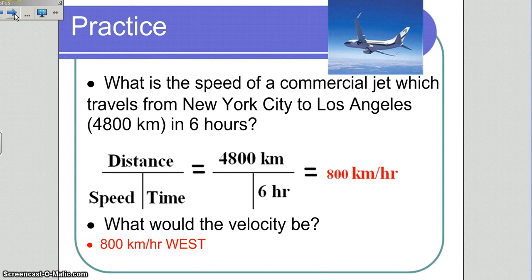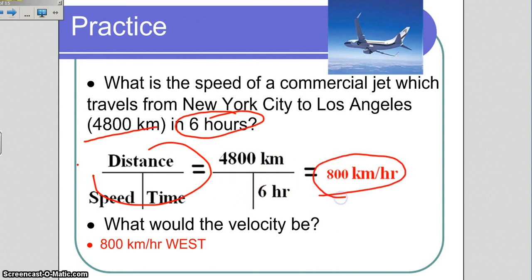Well, you would once again set it up using your triangle. Right here, I have that highlighted for you. Distance over speed and time. Over here in the problem, I gave you the distance here. I gave you the time, 6 hours. So you would plug in 4,800 kilometers over 6 hours. And that gives you your wonderful answer of 800 kilometers per hour.